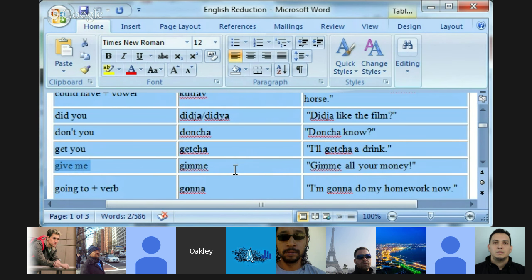Okay, next one. Give me. Marcus. Okay. Give me is gonna sound like gimme. Gimme. All right. And there you go. The example. Yeah. Give me all your money. Here we go with the glide again. Gimme. And then there's a Y glide here.